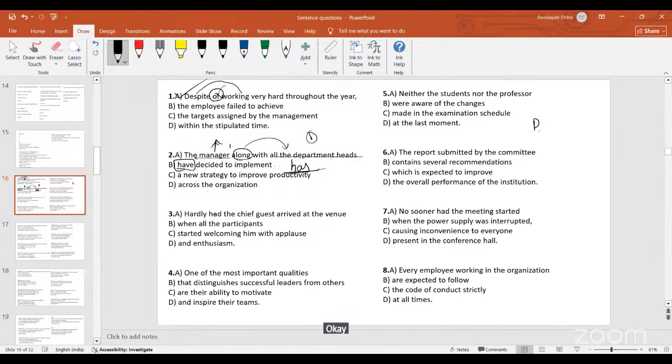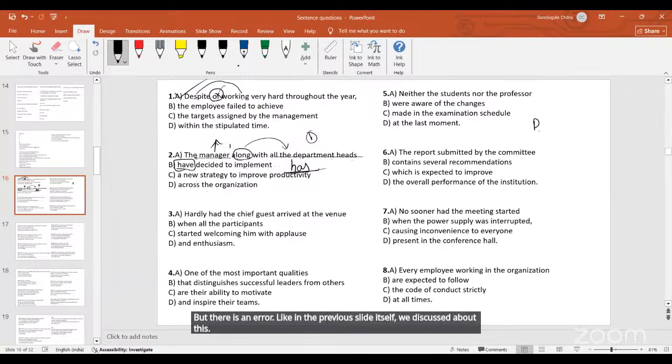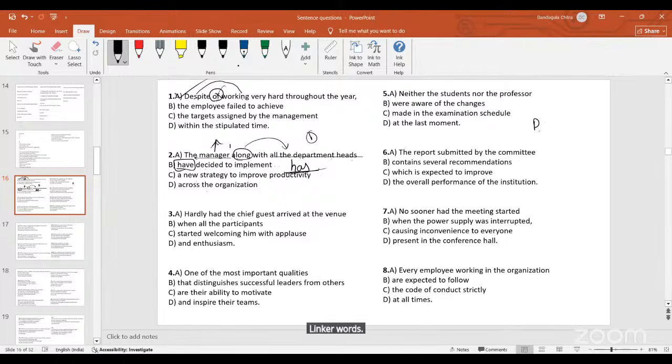Okay. Hardly had the chief guest arrived at the venue when all the participants started welcoming him with applause and enthusiasm. So there is no error in that phrase, sir. But there is an error. Like in the previous slide itself, we discussed this. Linker words. Okay, sir. Scarcely when.